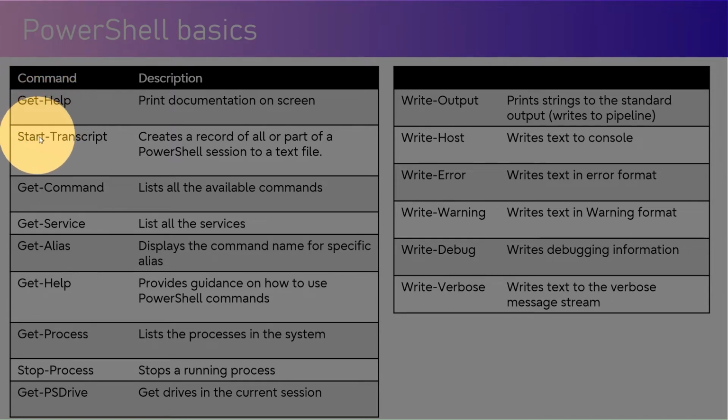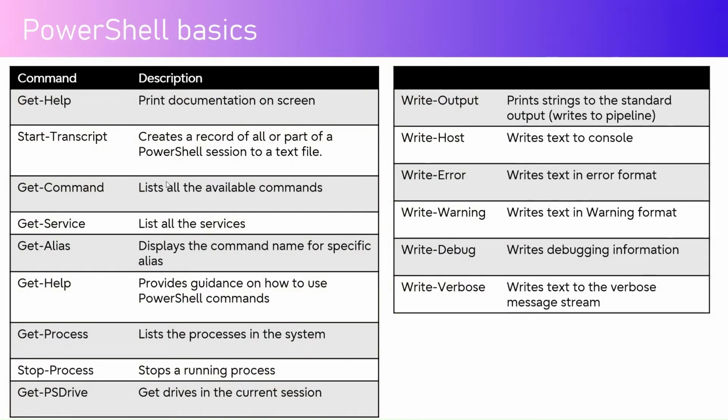Now, Start-Transcript. This is also an important command which may or may not be helpful for many of the audience, but it is most useful when it comes to development. If you are a heavy PowerShell user, make sure that you run this command at the start of PowerShell command execution, and then you stop the transcript generation so that you have a record of all or part of a PowerShell session in a text file. Why is this important? Because it will list down all the commands which you have executed along with the results.